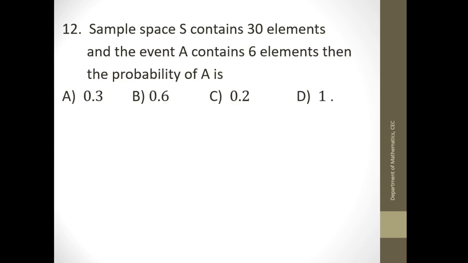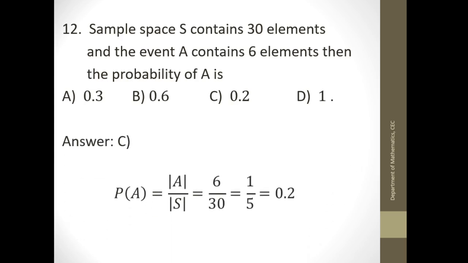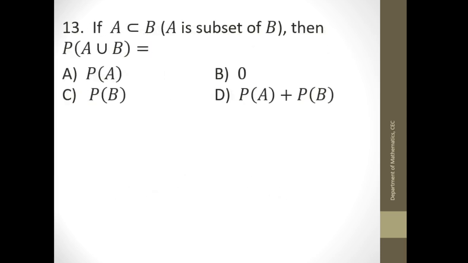The sample space S contains 30 elements and the event A contains 6 elements. Therefore, the probability of A is the number of elements in A by the number of elements in S. So 6 by 30 or 1 by 5, that is 0.2. The answer is C. If A is a subset of B, then A union B is, since A is a subset of B, A union B is the bigger one, that is B, and hence the probability of A union B is nothing but the probability of B.